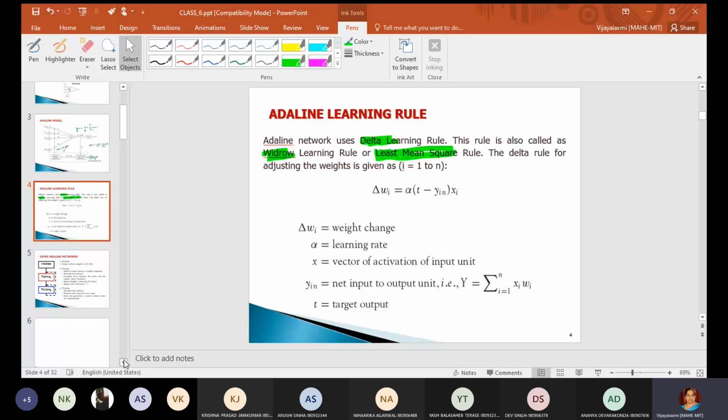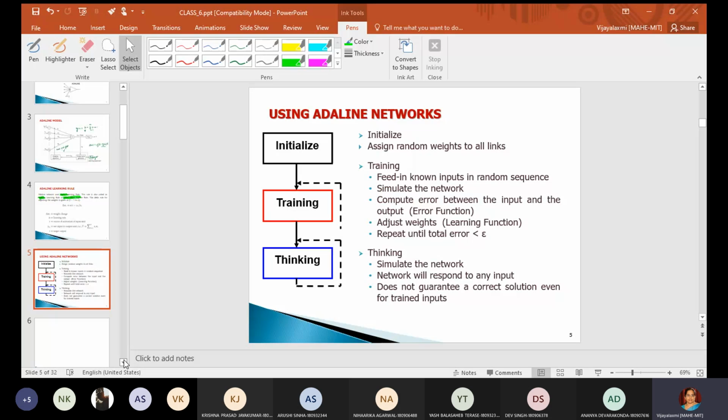So this is how we normally proceed using this Adaline model. You first initialize, assign random weights. Then you are going to do the training. Feed in known inputs in random sequence. So you calculate and add the new weights.